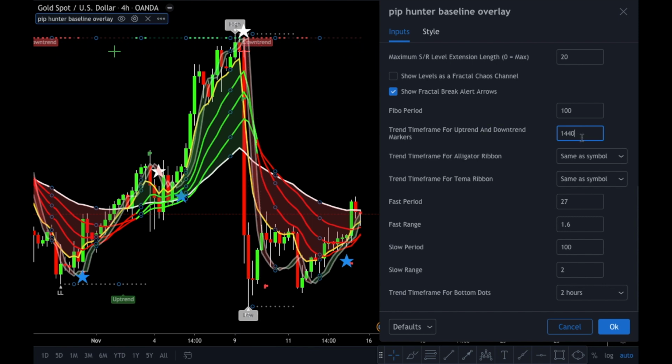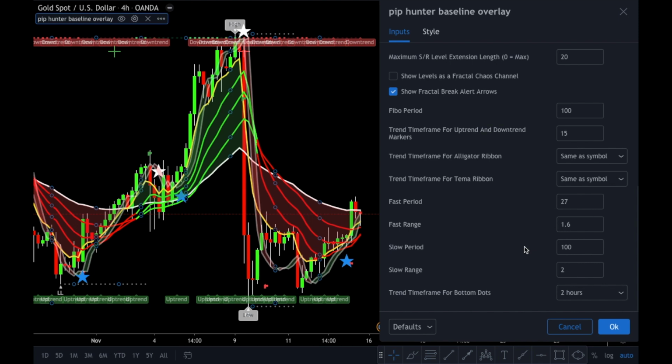So you can change this in minutes to whatever you want it to be. So you can change it to 15 minutes, which now you'll see I'll have loads of them. You can change it to 60. You can change it to 120 if you want to. You can change it to 4 hour. Or you can change it to 1440, which is daily.